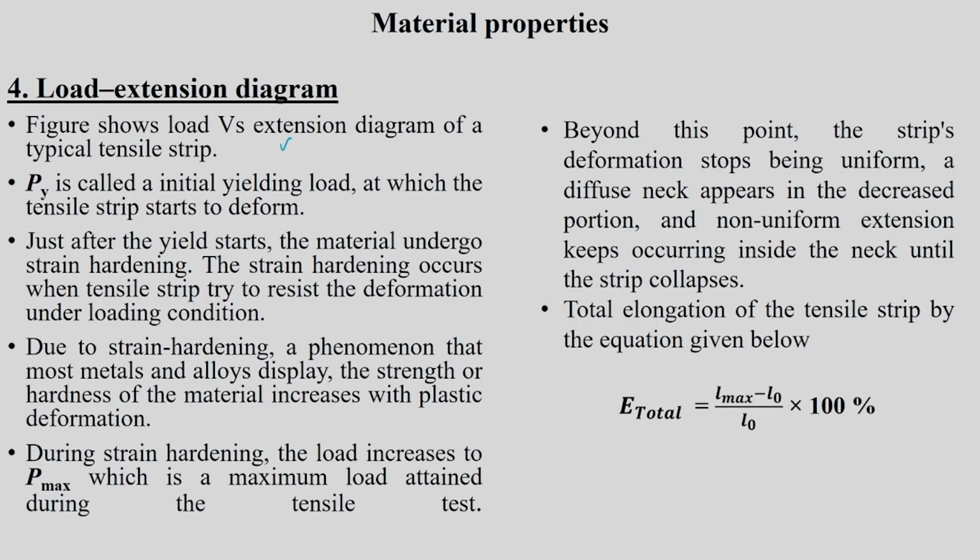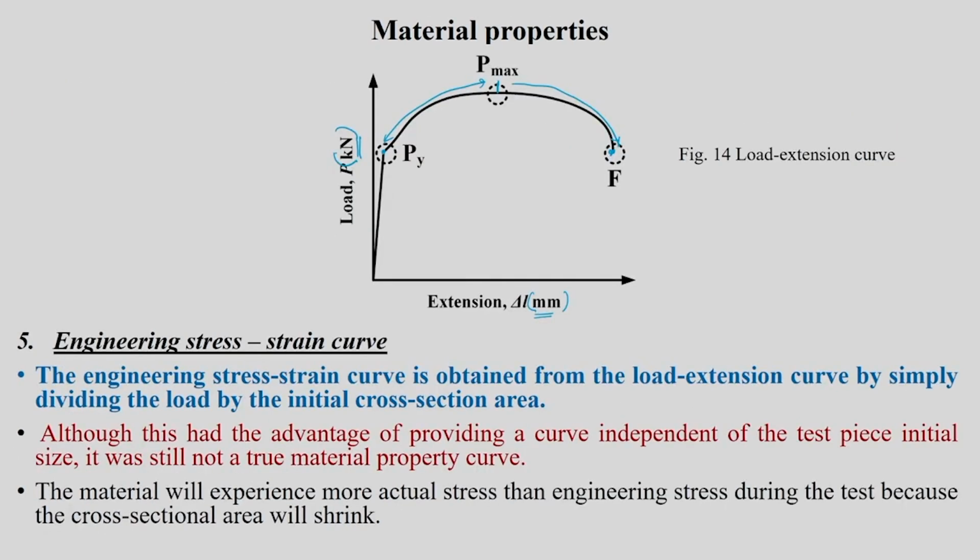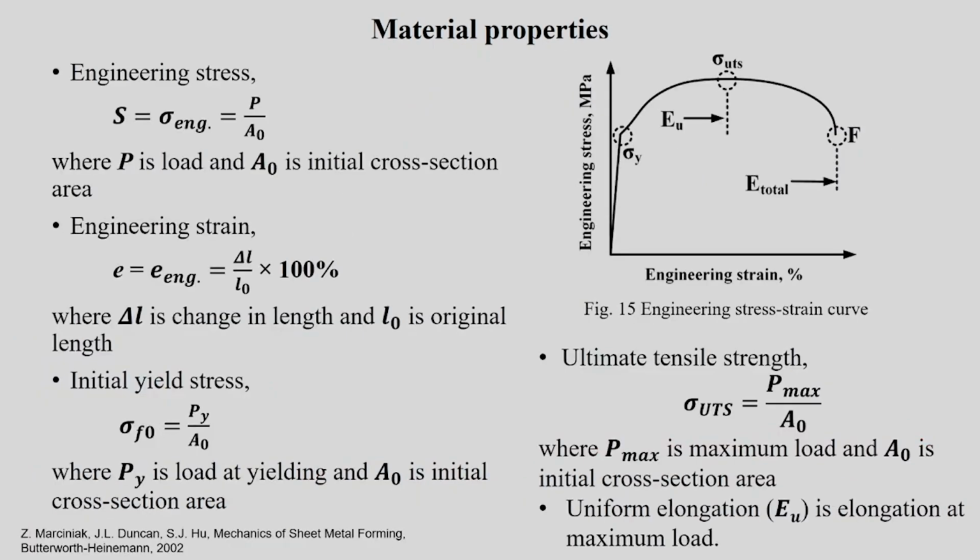important points. As I told you, Py is called the initial yielding load at which the tensile strip starts to plastically deform. Okay. Py is actually a transit region, you can imagine. Okay. So, Py is a transit region. After that it is expected to deform in a plastic manner. Okay. That means a permanent shape change.